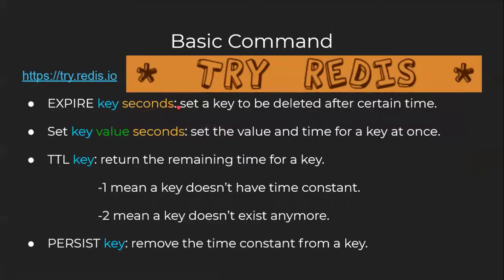And Redis also supports setting a time constraint on a key. When the time runs out, that key will be deleted. The expire command is setting a time in seconds for a key. You can both set a value and a time at once. The command TTL key will return the remaining time for a key. A -1 means that the key doesn't have a time constraint. A -2 means that a key doesn't exist anymore. And persist key means remove the time constraint from a key.